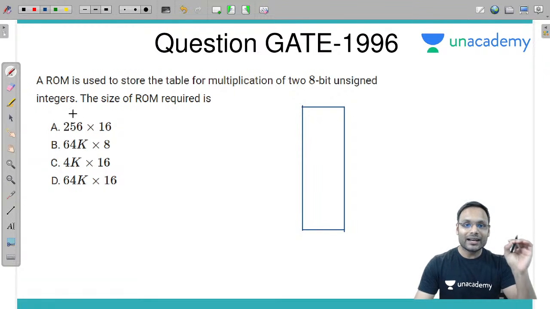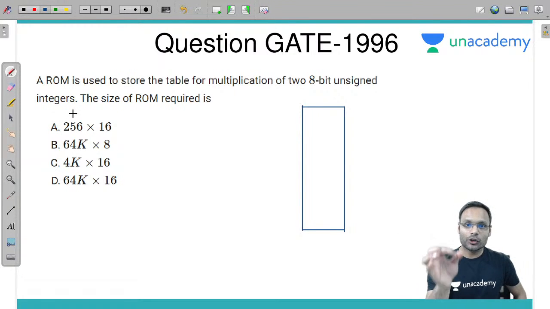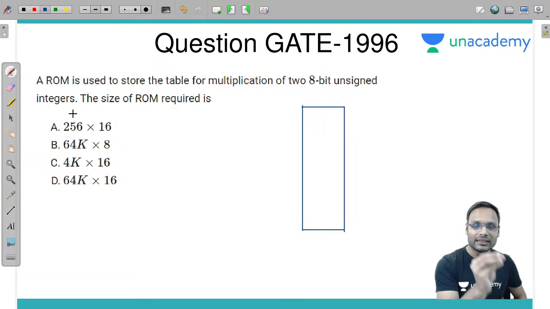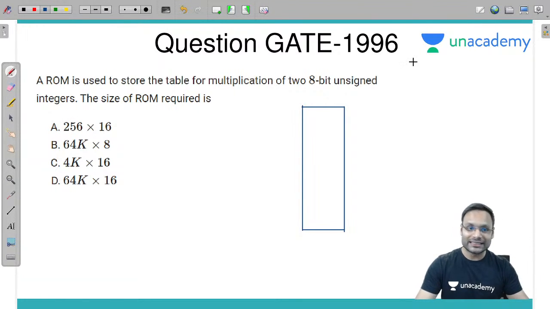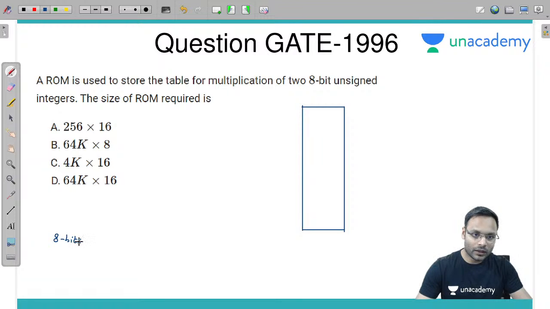Multiplication of two 8-bit unsigned integers. First of all, you need to understand that if you are multiplying an 8-bit number into another 8-bit number, then you will have a result of how many bits? The result of this multiplication will be just double, 16 bits.